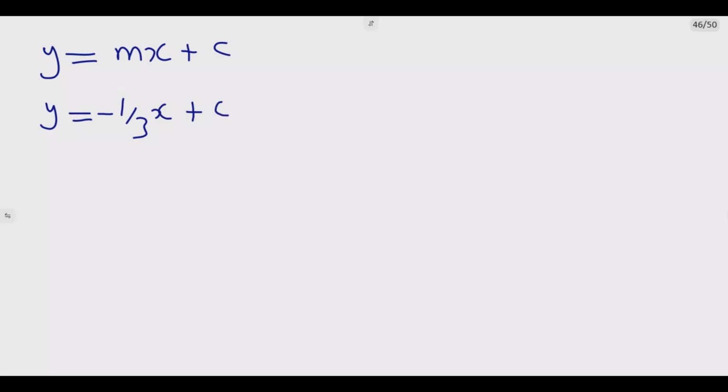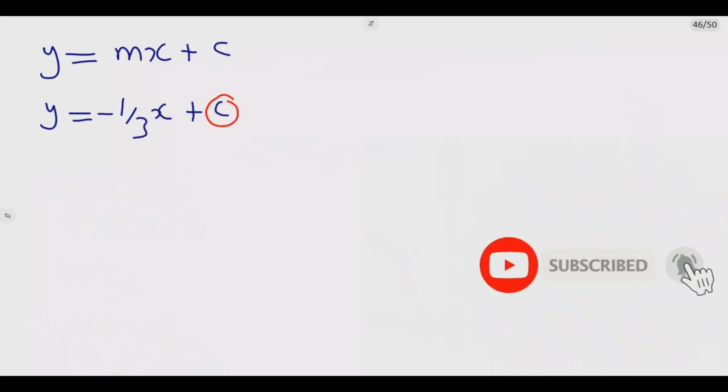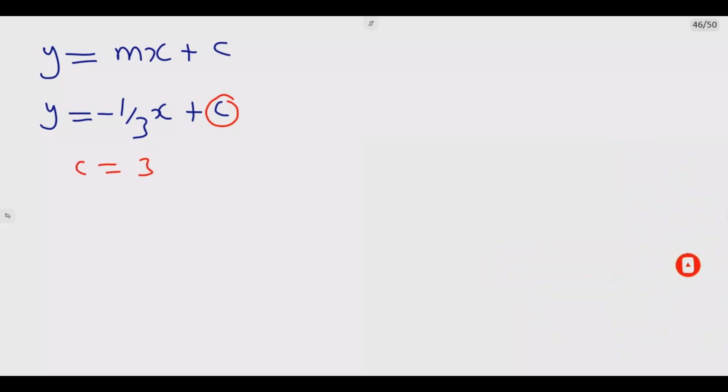So what's the value of c? The value of c is given to us. We are told that the y-intercept is 3, and c is the y-intercept, so c equals 3. Then if you substitute, we have y equals -1/3 x plus 3.